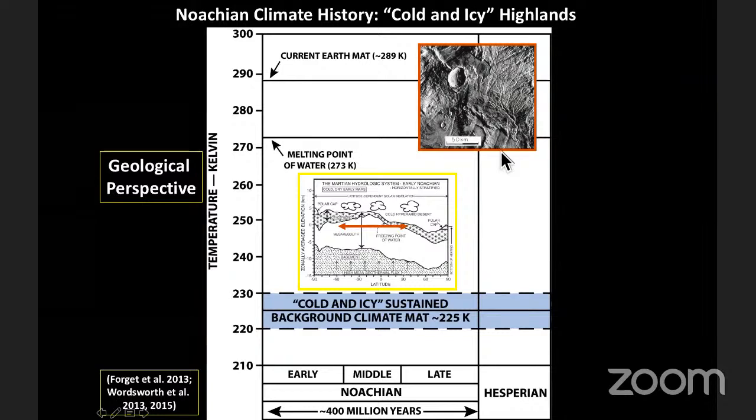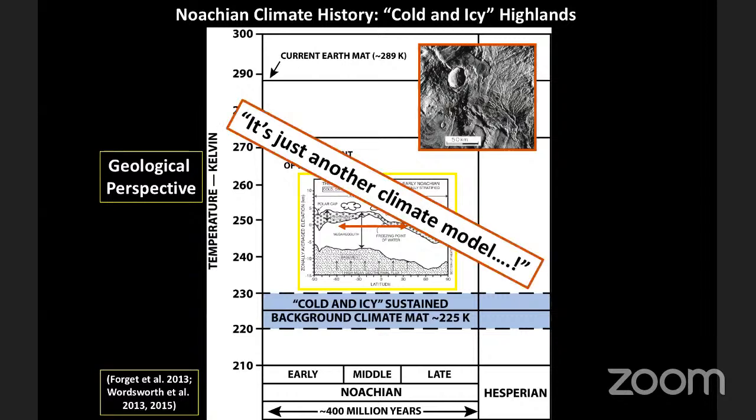It's a vertically integrated hydrological system, and a lot's going on here. This is really very different. And so the question is, what do the geologists think about this climate model? Well, of course, it's a model. We all know that. You all appreciate that, perhaps more than I do. Geologists would say that geological evidence is incontrovertible. It's just another climate model. They'll get it right someday. I understand that. I'm a geologist. But at the same time, it's a really robust climate model.